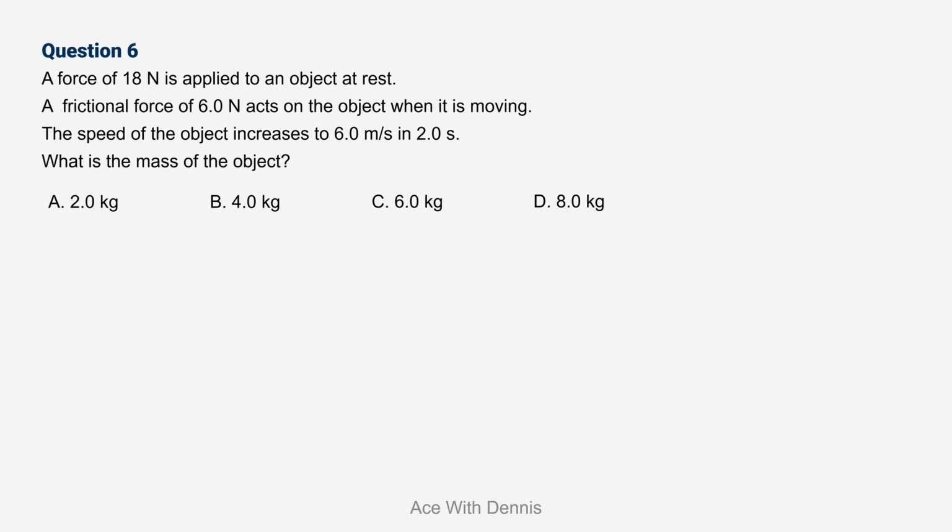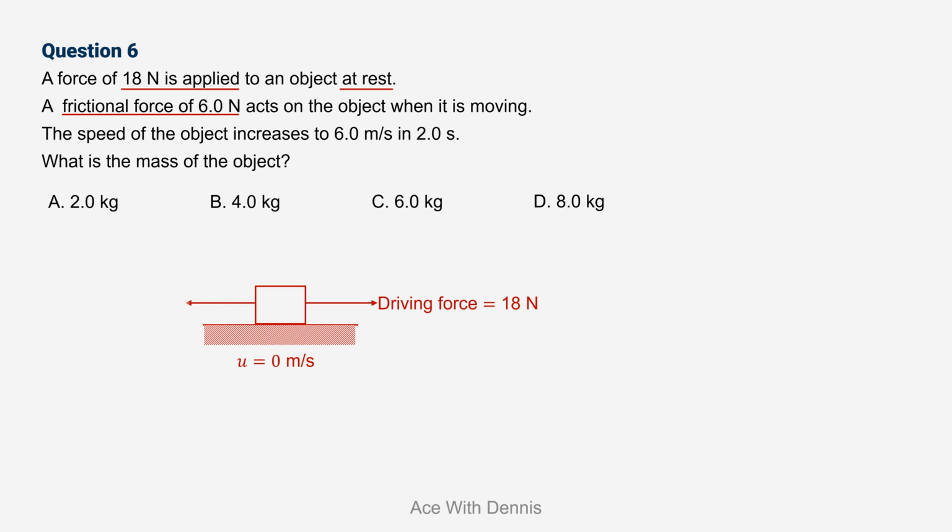Okay, so to answer this question, we need to do some calculation. We start with a free body diagram. So this is an object at rest. A force of 18 newtons is applied on this object. So we can draw on this free body diagram an arrow pointing to the right, which represents the driving force equivalent to 18 newtons. This object is at rest, which means the initial speed is 0 meters per second. Next, the frictional force is 6.0 newtons. So we need to draw this on the free body diagram. Remember, the frictional force always opposes the driving force. Hence, it will point to the left, and the frictional force is 6.0 newtons.